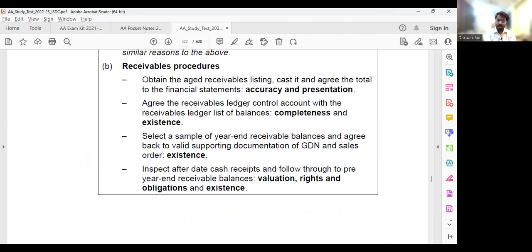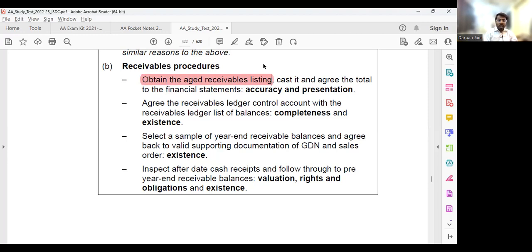Cast it. What do you mean by cast it? Cast it for arithmetical accuracy. Basically, check the additions and subtractions that have been made, whether that is correct or not. And then the total of that listing should be agreed to the financial statements. This aged receivables listing is nothing but like a breakup, right? Next, so obtain the aged receivables listing, cast it for arithmetical accuracy, and agree the total to financial statements.